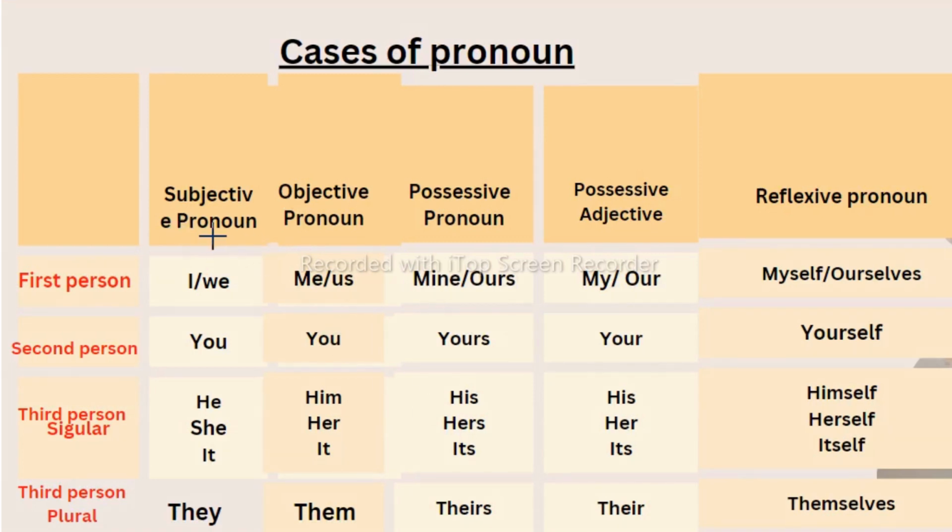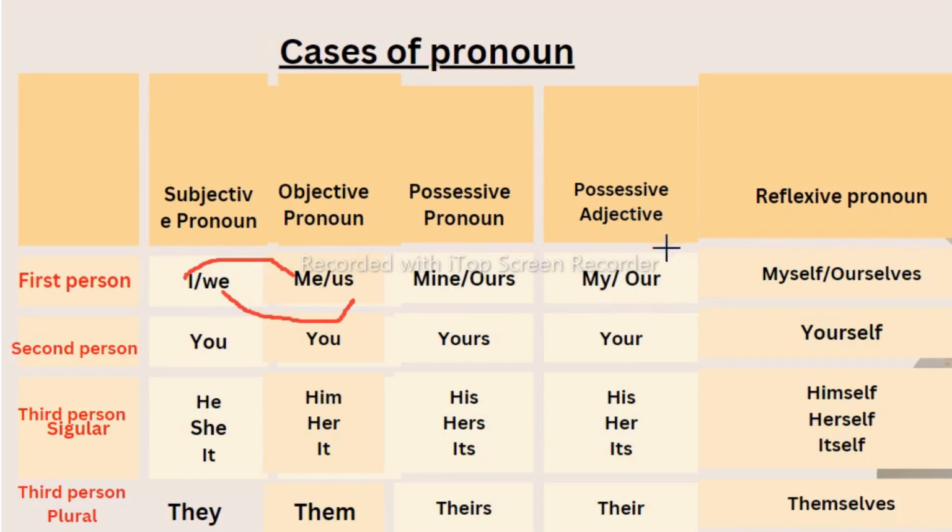So here in the subjective pronoun, we use the term I with the first person. If we are talking about a single person, then we use I. If we are talking about plural, we have to use the term we. And this I and we in the objective pronoun will become me and us. I becomes me and we becomes us in the object. And in the possessive pronoun, I becomes mine and we becomes ours, and the possessive adjectives become my and our: our house, our college, our city, my college, my city, my house, like that.